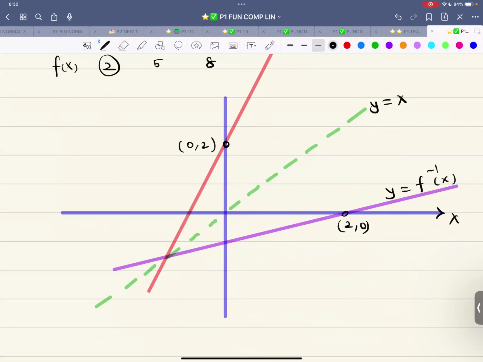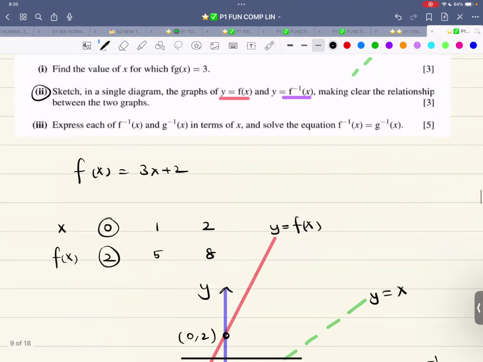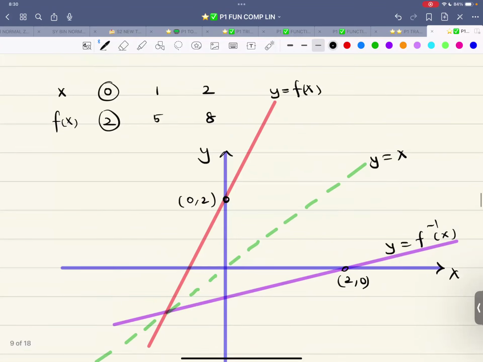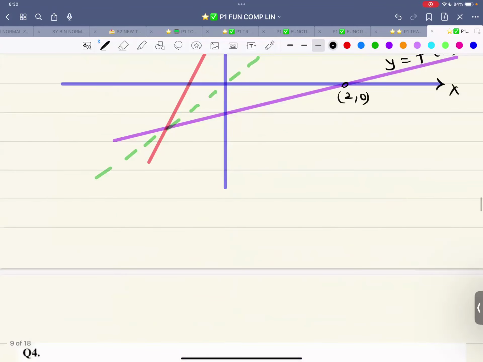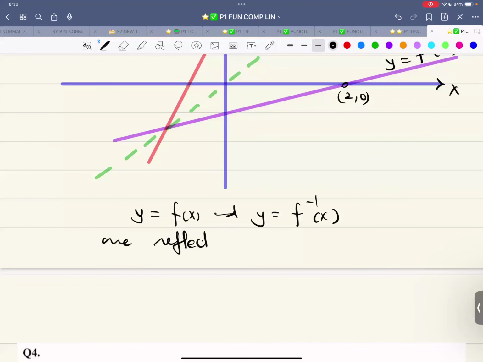Label the x-axis, label the y-axis. What else is there to be labeled? Making clear the relationship between the two graphs. By the diagram, you have made it clear. That is the reflection. If you want to add a statement, that is perfectly fine: y equals f(x) and y equals the inverse of f are reflections of each other in the line y equals x.